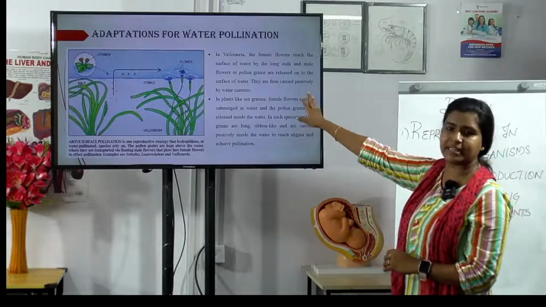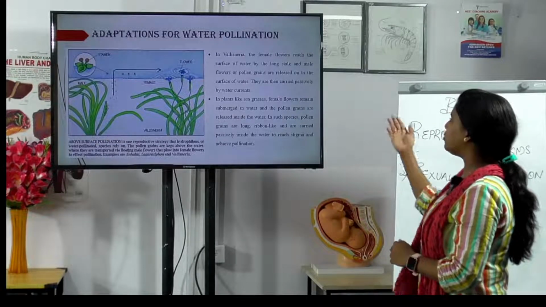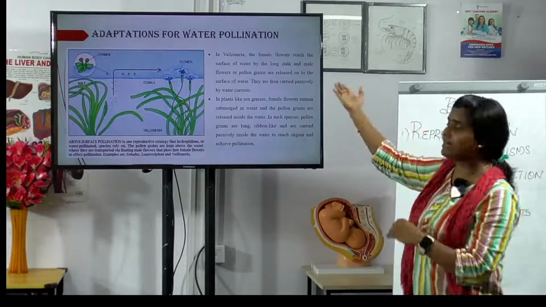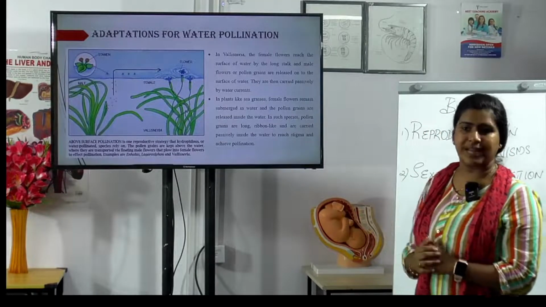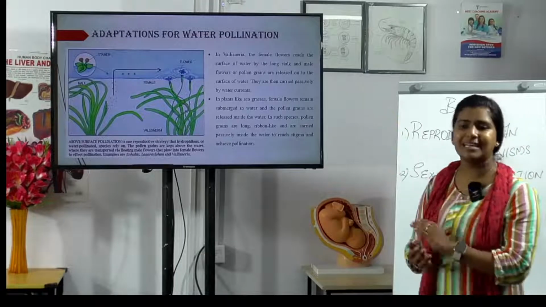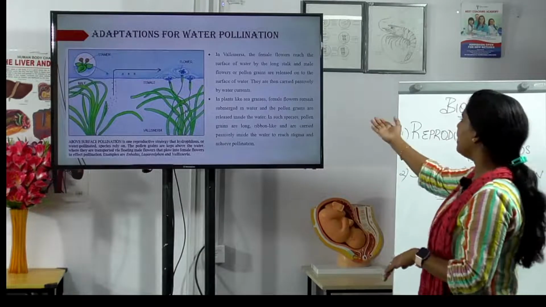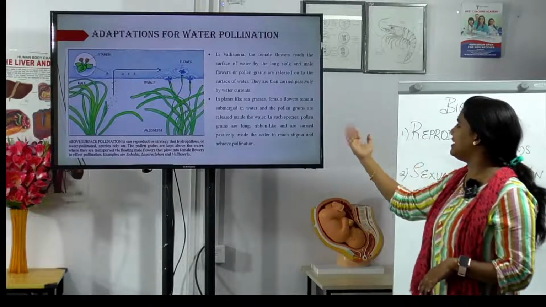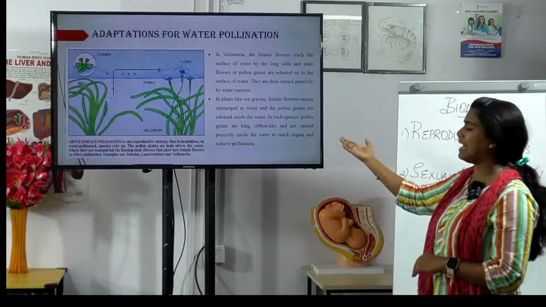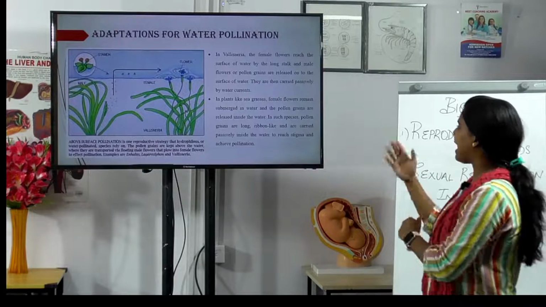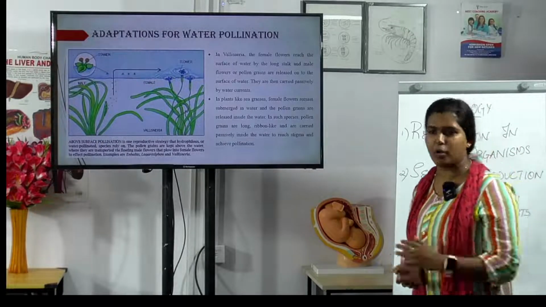And in plants like sea grasses, what happens? In which plant? Vallisneria. But in plants like sea grasses, the female stays submerged inside the water, and the pollen grains are released inside the water itself. In such species, pollen grains are very long and ribbon like and carried passively inside the water to reach the stigma for active pollination. Okay, in some it happens inside, and in some it happens outside above the water.